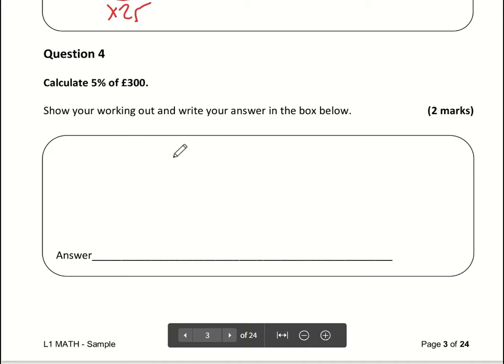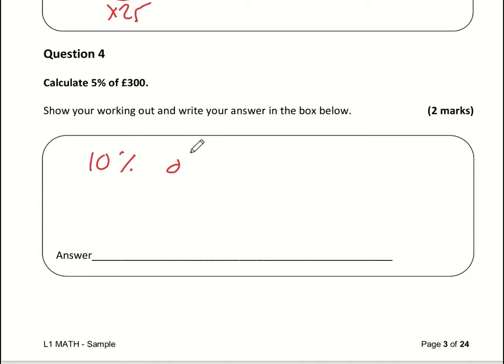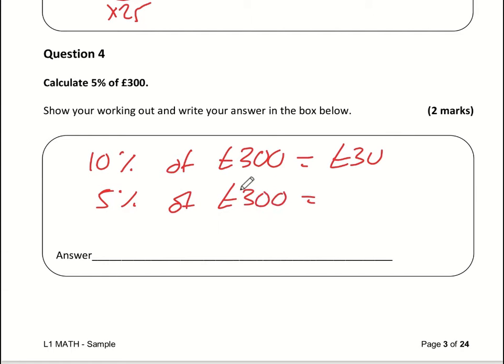Calculate 5% of 300. Well, 10% of 300 is 300 divided by 10, which is 30. So therefore, 5% of 300 is going to be half of that, because 5% is half of 10%. So that is £15.